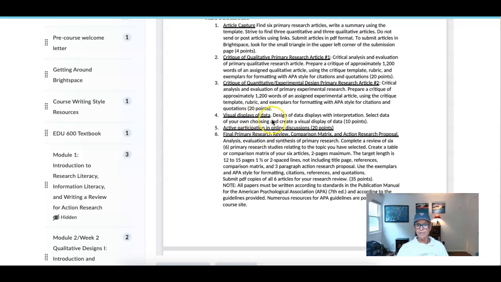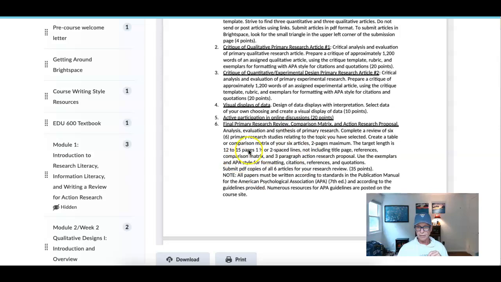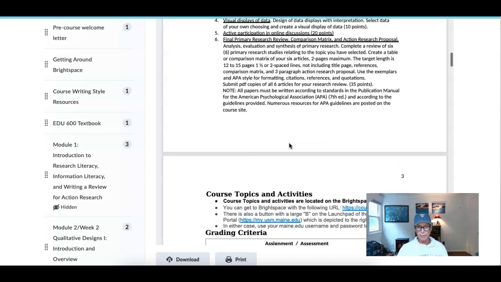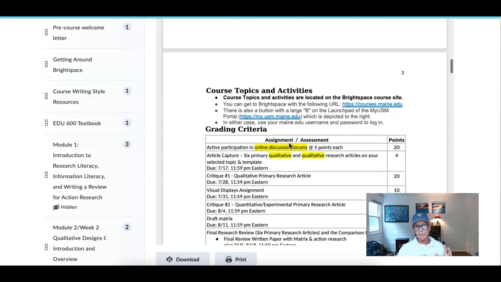We have a visual display of data, which is not that complicated. It's looking at, say, a graph or a pie chart, and you're telling the story in a very brief fashion, a few sentences, of what the data is telling us. Your active participation in the discussion forums is really important. That's worth 20 points. And then the final assignment is worth 35 points. We also have 5 points for extra credit.